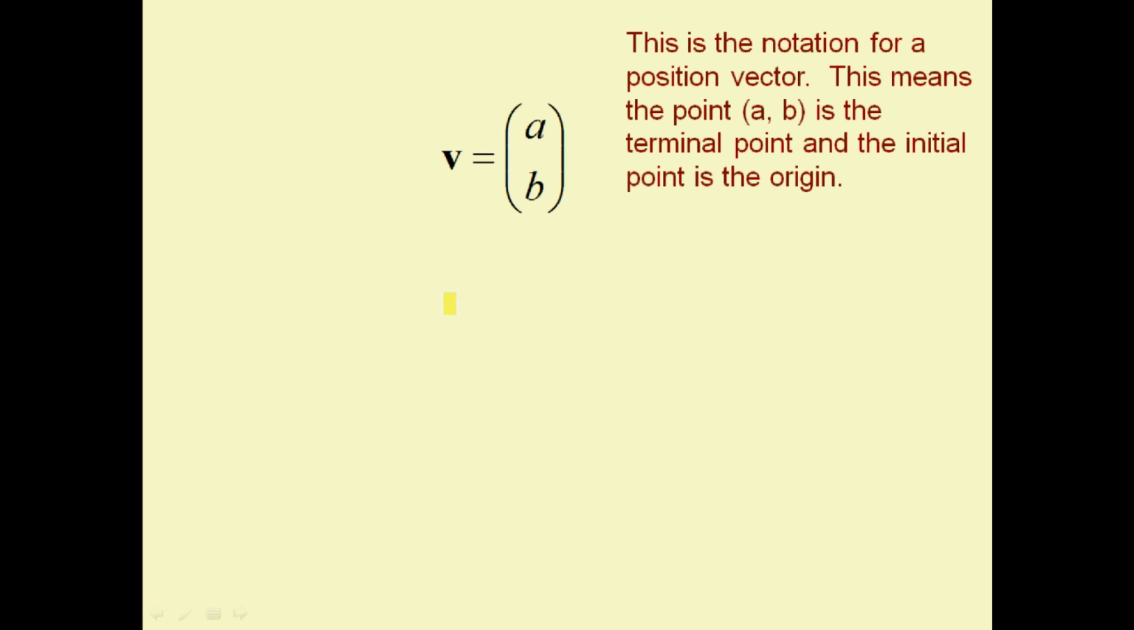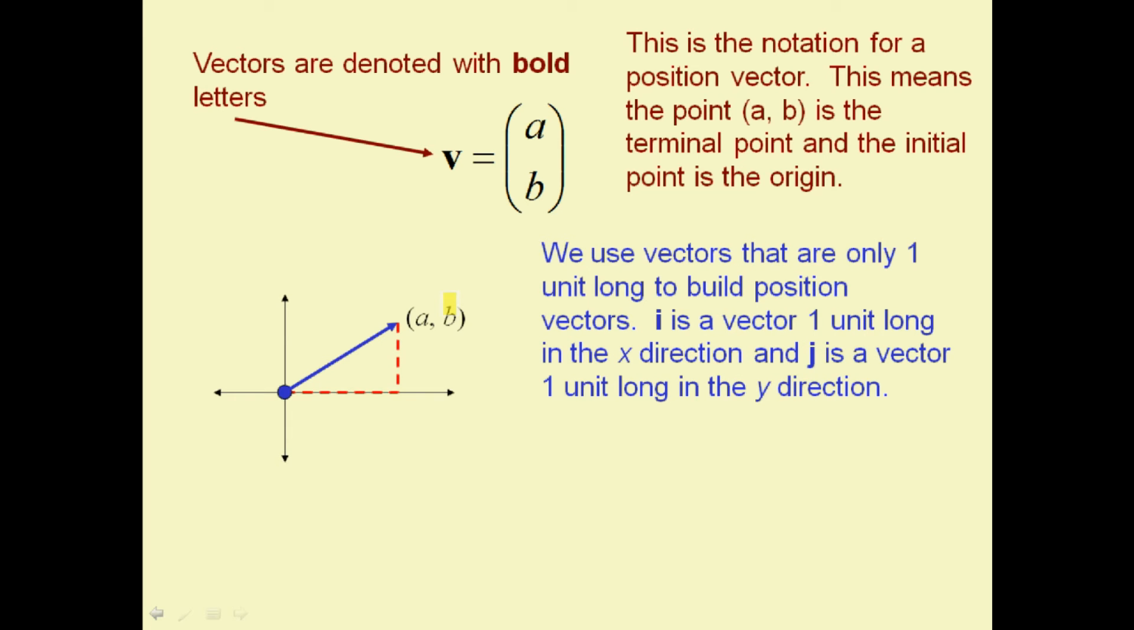What is the notation for a position vector? This means the point (a, b) is the terminal point and the initial point is the origin. Yes. Vectors are denoted with bold letters, like v. We use vectors that are only 1 unit long to build position vectors. i is a vector 1 unit long in the x direction. j is a vector 1 unit long in the y direction.